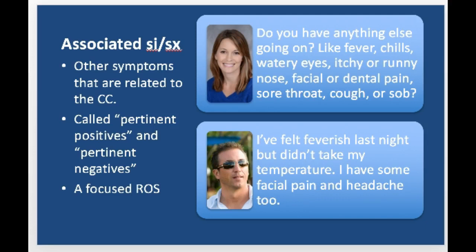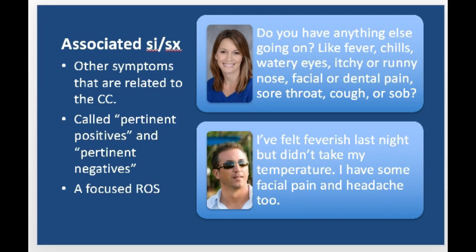So your associated signs and symptoms are other symptoms that are related or potentially related to the chief complaint. These are called the pertinent positives and negatives, and also called a focused review of systems. So a lot of different names. So the clinician might say, hey, do you have anything else going on? Do you have any fever, chills, any watery eyes, itchy or runny nose? Do you have any facial or dental pain? Do you have any sore throat, cough, or shortness of breath?